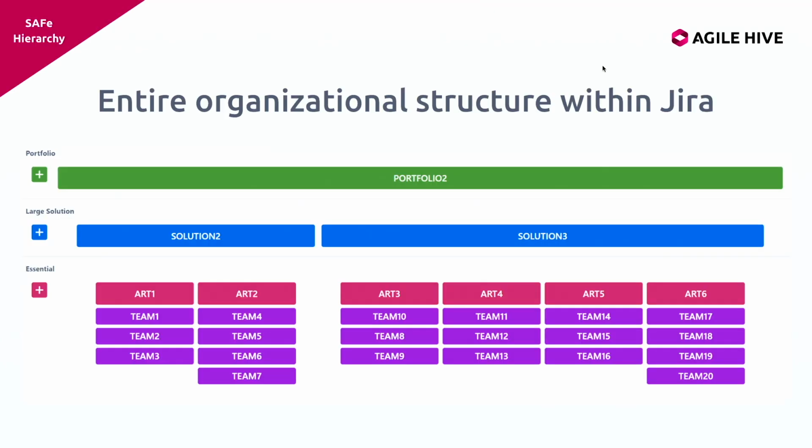Here you can see the representation of an organization that is doing SAFe. In this case, it has a portfolio, 2 large solution trains, 6 agile release trains, and many teams. What you see here is the organization builder that Agile Hive Cloud comes with. You are able to mirror the structure of the organization into Jira, okay?